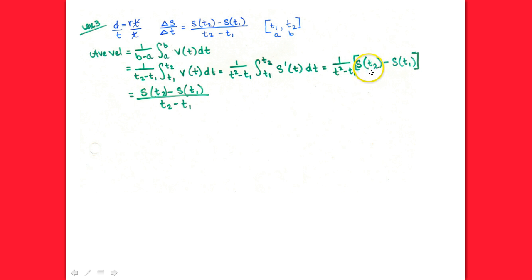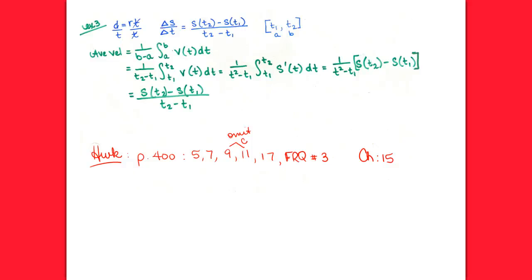And so I'm going to come down here and say, according to the total change theorem, S of t sub 2 minus S of t sub 1. We still have that 1 over T2 minus T1 out in front as well. So if I multiply, I'll end up with S of T sub 2 minus S of T sub 1 divided by T sub 2 minus T sub 1, and that is the exact same thing that we had gotten up here. So we've proven that the average velocity is the same as the average of the velocities, which is logical. That makes sense to us, but we've algebraically proved it as well.